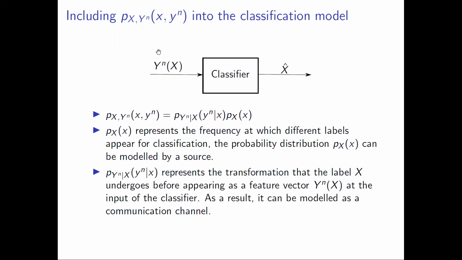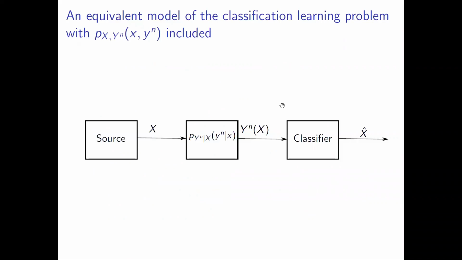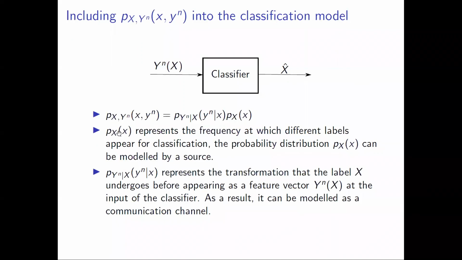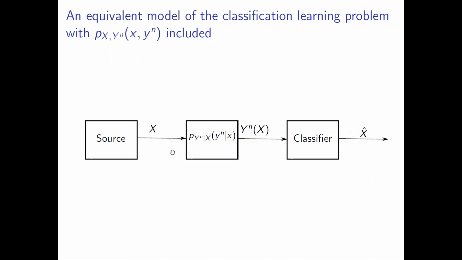So I can represent this classification model equivalently as follows. I have a source. The source generates labels X according to this distribution, P of X. Then the label goes into a channel, or in this case, we can think of it as some kind of feature generator, right? As input, this feature generator has the label, and as output, it produces the feature vector. Then the classifier has as input the feature vector and wants to detect what X is. And instead of X, it outputs X hat.